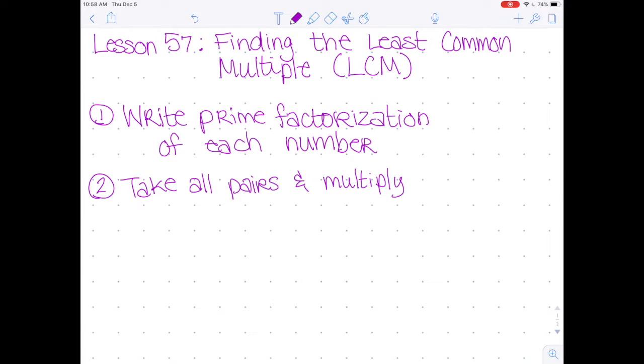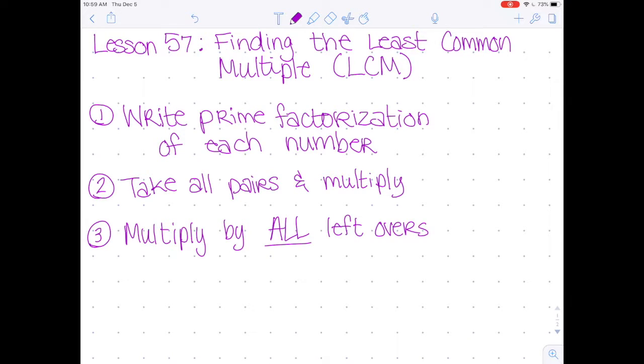And this is what's different about least common multiple, is after we take all the pairs and multiply, we are going to take all the leftovers and multiply. So multiply by anything that doesn't have a pair. All leftovers.